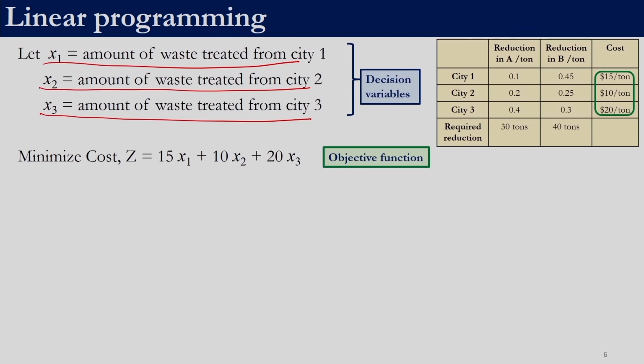So, the total cost that is required is 15x1, because for processing 1 ton of waste from city 1 we require $15, right. So, if we process x1 quantity, then we require 15x1, similarly 10x2 and 20x3. So, the total cost is 15x1 plus 10x2 plus 20x3, right. So, this is the total cost. So, now this cost has to be minimized, right.